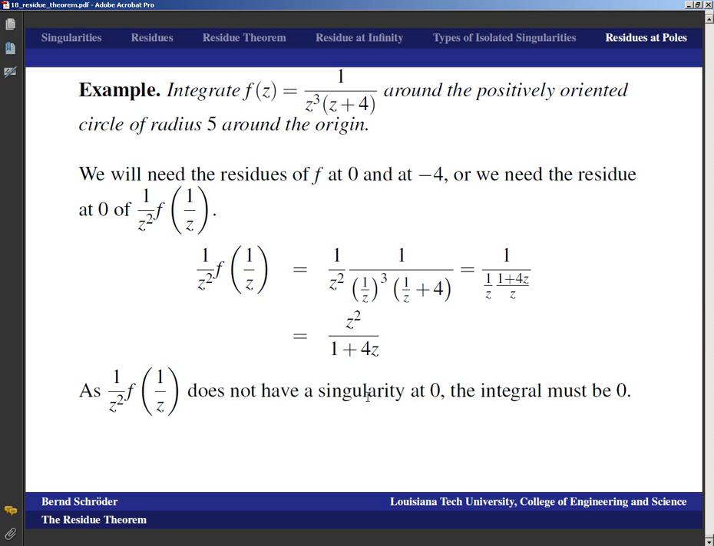And that one doesn't have a singularity at 0, and that means the integral, which would be the residue of this function at z equals 0, that integral must be 0. And that's it.